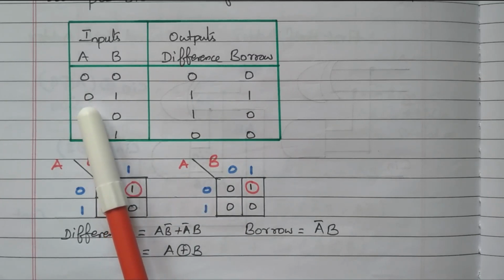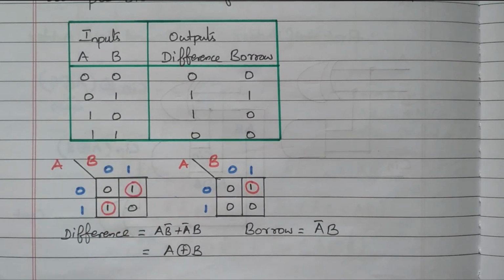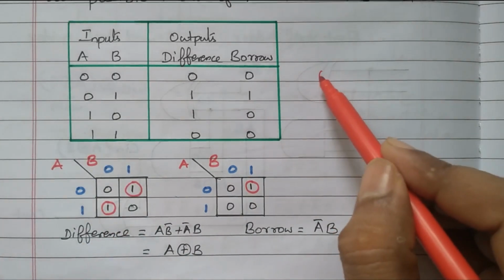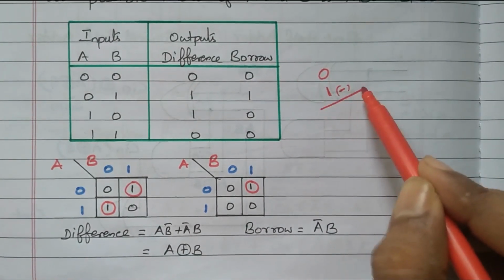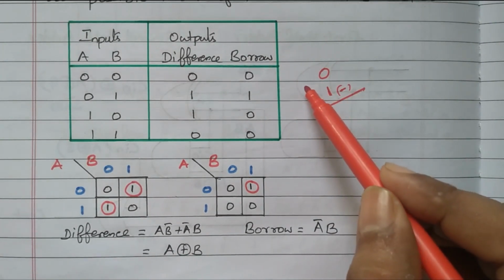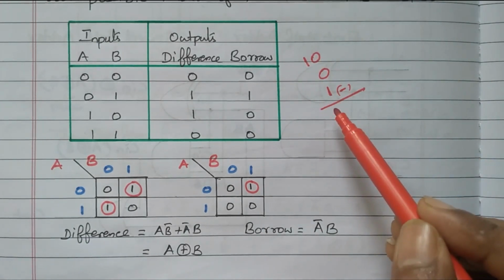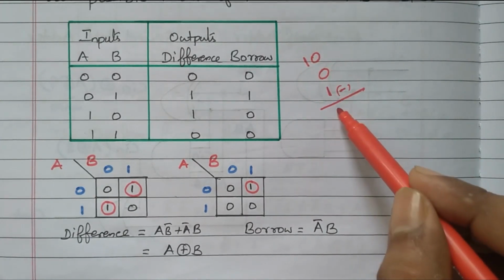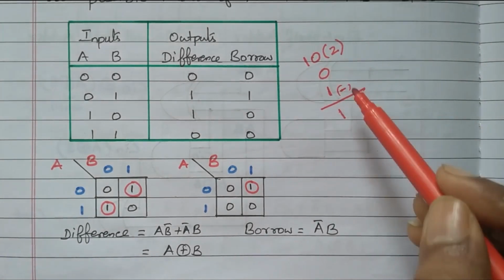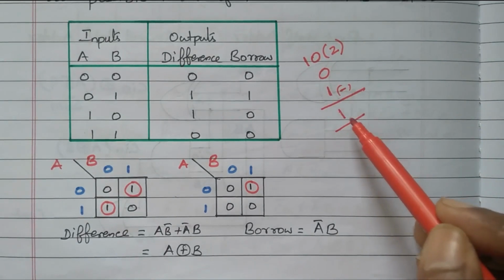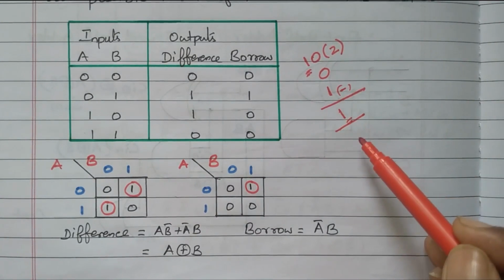For the second one, 0 minus 1, the first number is smaller and the second number is bigger. We already discussed that we have to perform this subtraction. In this case, we need to borrow 1 from the previous digit. At that time, it becomes 10. Now 10 minus 1 is 1. How? 10 is the binary equivalent of the decimal 2. So 2 minus 1 is 1. So the borrow is 1, since we borrow 1 from the previous digit, and the difference is also 1.